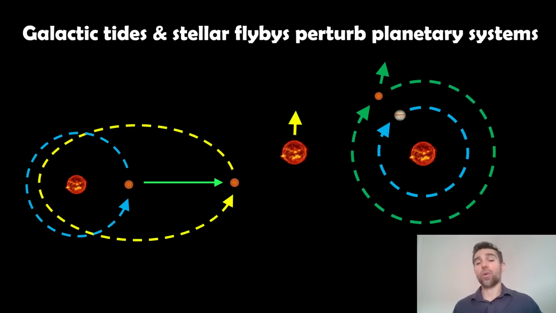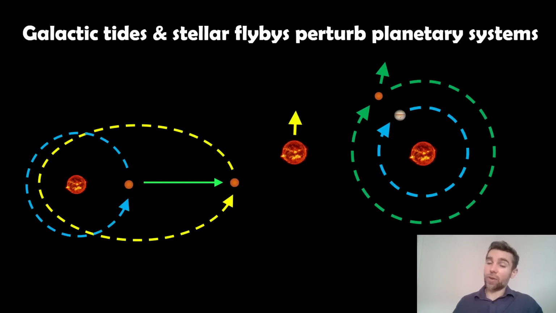Minorly, but you can also alter the Oort cloud objects as well. They're more susceptible to being disturbed because they're further away from the sun. The tides from the sun are less, and they're more susceptible to external perturbations. Other stars flying by can also perturb planetary systems, and we know that occurs quite frequently.